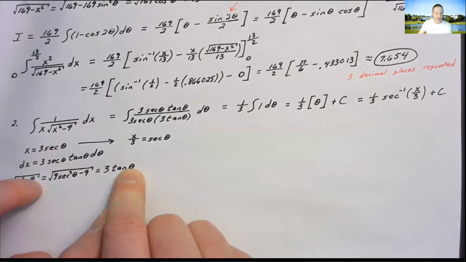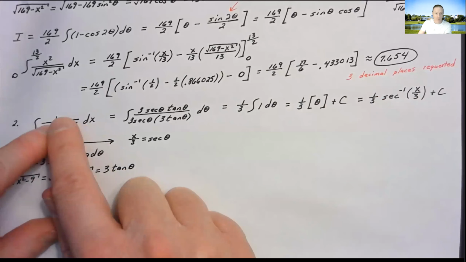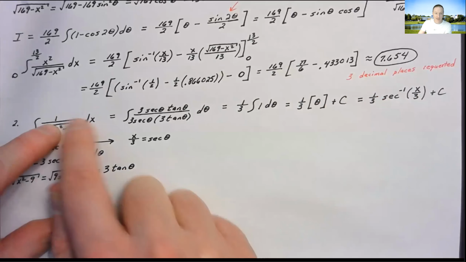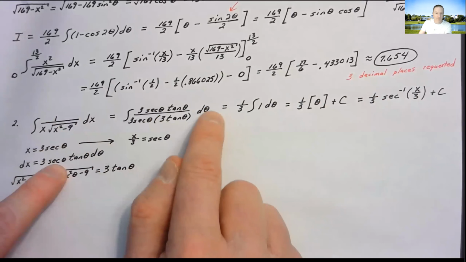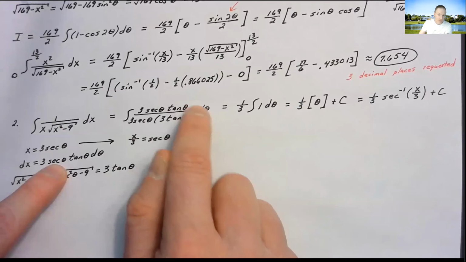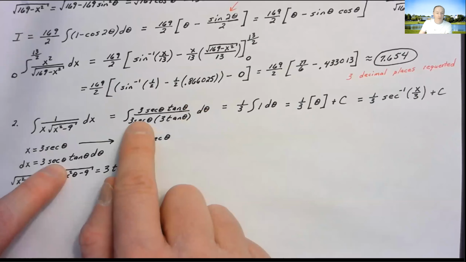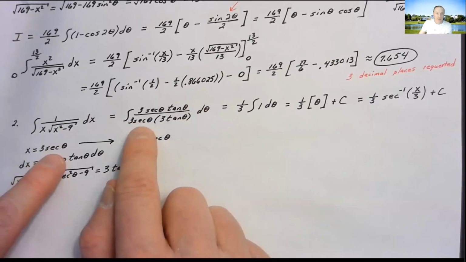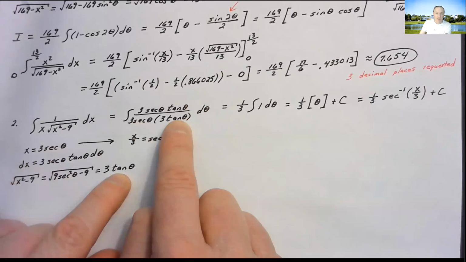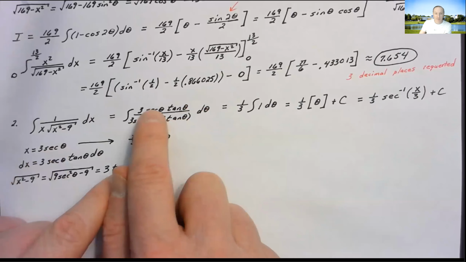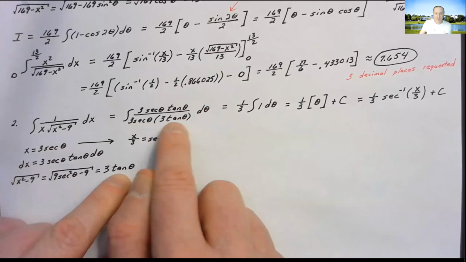So now I'm ready to plug back into my problem. Your numerator is just the dx. Well, here's your dx, 3 secant theta tangent theta. I'd prefer to put the d theta at the end, though it could go in the numerator. Your denominator is x, which is 3 secant theta, times that square root, which I've shown down here is 3 tangent theta.